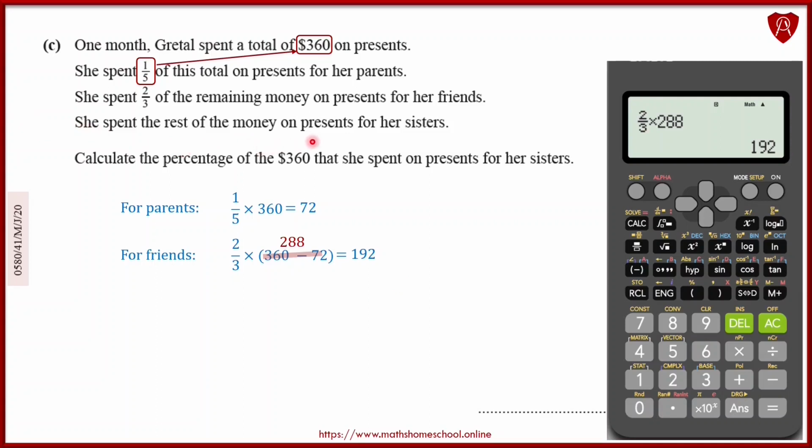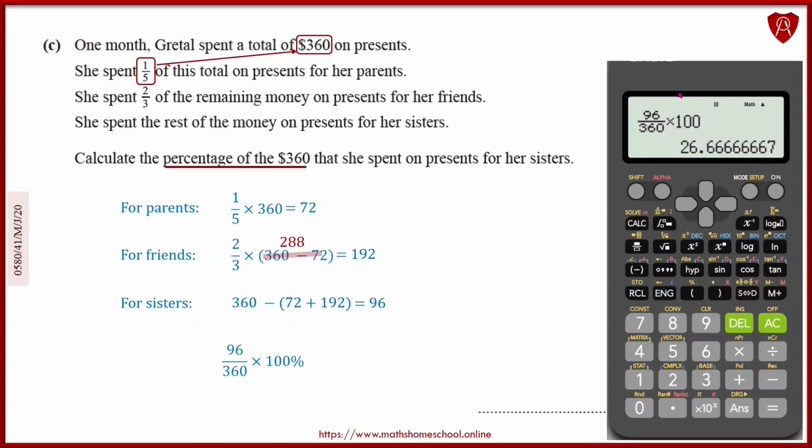She spent the rest of the money on presents for her sisters. For her sisters, the rest of the money is 360 minus the total spent. That is 96. We are required to express this as a percentage of 360. 96 over 360 times 100 equals 80 over 3. In decimal form, 26.6666 recurring. This is how to convert a fraction into a percentage: that fraction times 100%. So we write 26.7, to 3 significant figures.